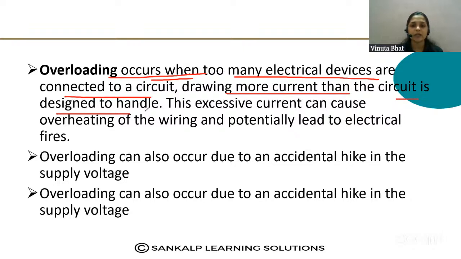Overloading can also occur due to an accidental hike in the supply voltage. If the voltage supply suddenly increases, there is a chance of overloading. And the last one we have already discussed in the first point: it occurs due to too many electrical devices connected to the circuit.